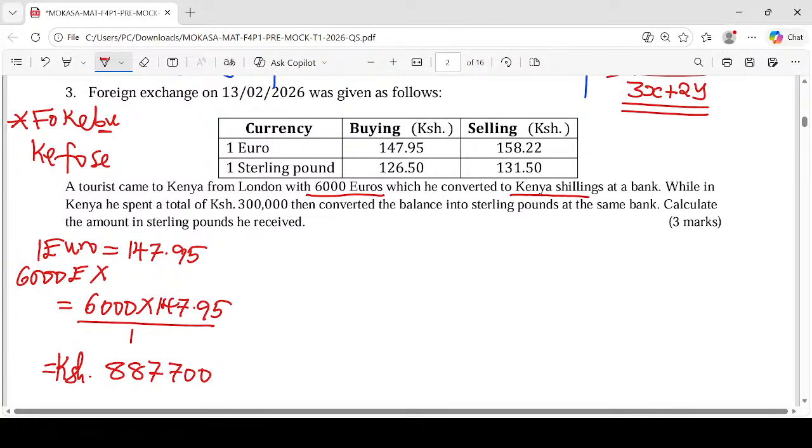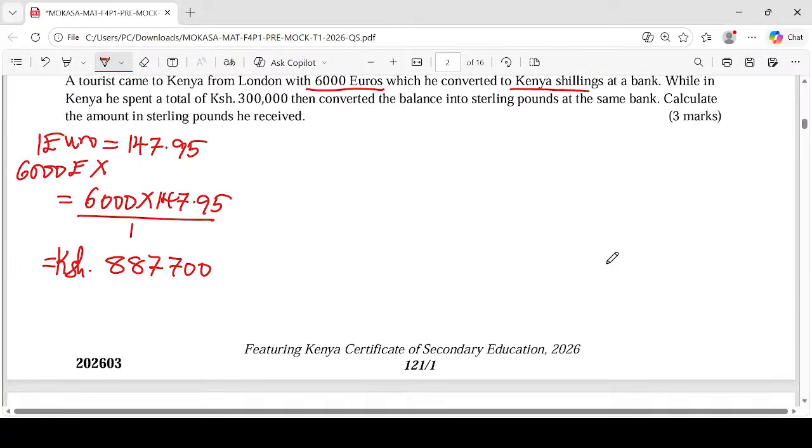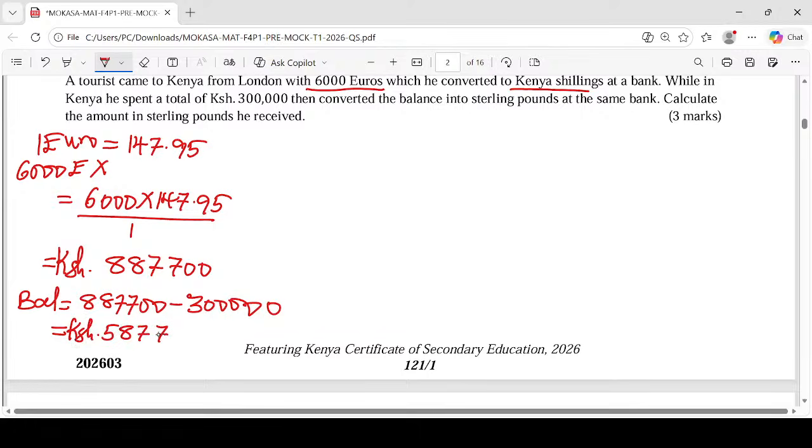That is the amount received in Kenyan shillings. Then we are being told, while in Kenya he spent a total of 300,000 and converted the balance into sterling pounds. Let's compute the balance. To get the balance, you take the total amount this guy had, 887,700. You less what he spent. He spent 300,000. So meaning this person was left with 587,700 Kenyan shillings. That is the balance that the tourist was left with after his expenditure.